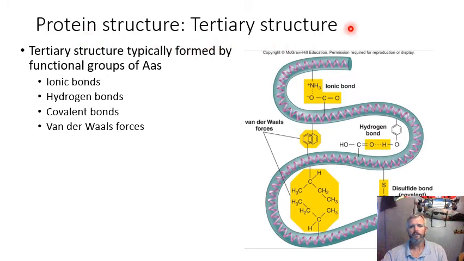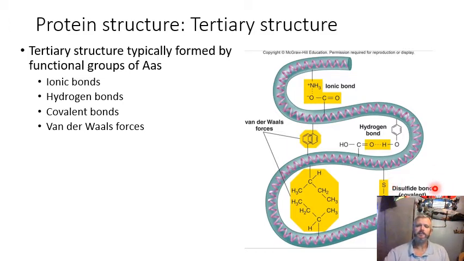Now we start getting what's called our tertiary structure. Tertiary structure is typically formed by interactions between the R groups of those amino acids. You can see here, these interactions can be ionic bonds, hydrogen bonding, van der Waals forces, and also covalent bonding. So we start getting these interactions.